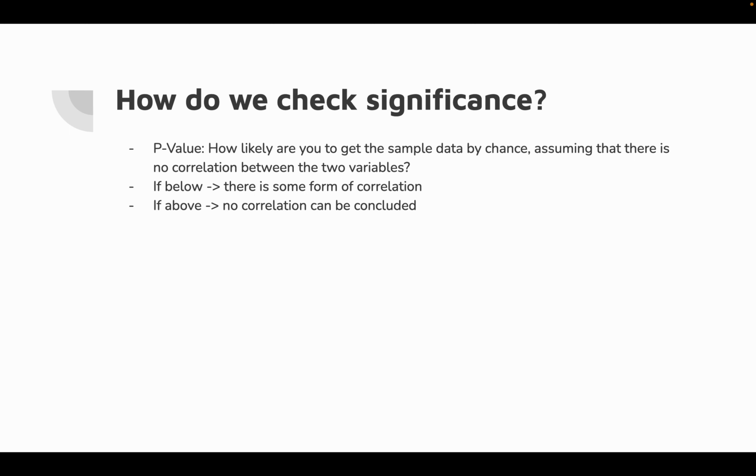Now, if your p-value is really, really small and below a set standard value, then there's most likely some form of correlation between your variables. A very small p-value basically means that it's extremely rare that you got your sample data by chance. Meanwhile, if you had a p-value that's above that set value, you can't conclude that there is correlation, as your sample data has a reasonable chance of occurring due to the random selection processes that we talked about before.